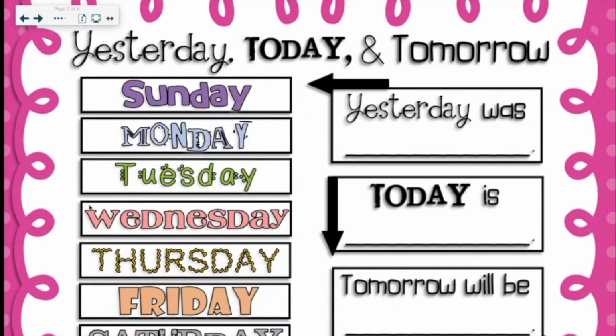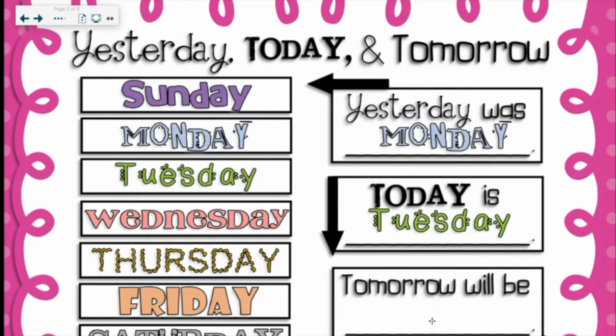So on our side of the screen, we have our days in order. So Sunday, Monday, Tuesday, Wednesday, Thursday, Friday, Saturday. So today is Tuesday. Yesterday was Monday. And tomorrow will be Wednesday.